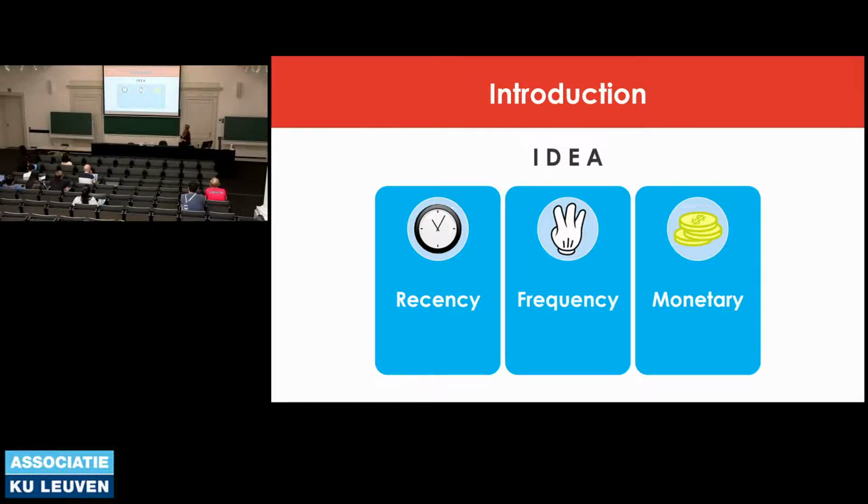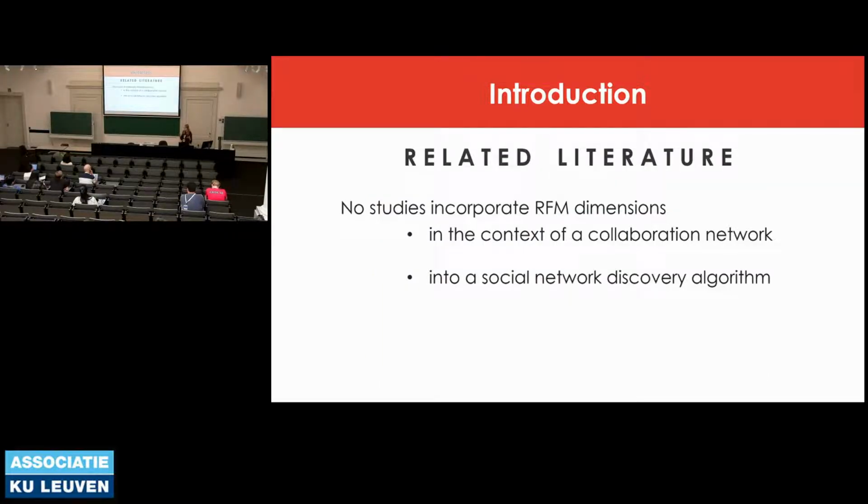You have recency, you have frequency, you have monetary. So it looks at an event, how recent the event took place, how frequently it took place, and some kind of monetary aspect of the event. There is, of course, some related literature. There is no really related literature that incorporates these dimensions in the context of collaboration networks, and also none for social network discovery algorithms. But there is some work on RFM-enriched networks.